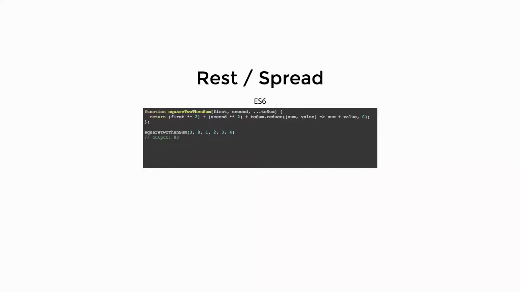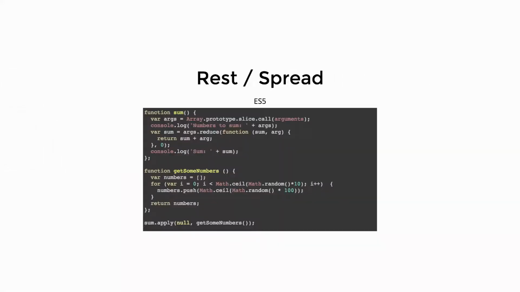So here we have it in ES6. You can see I took my first argument, my second argument, and then I said dot, dot, dot, give me the rest of them. So no matter how many arguments we pass in there, the rest of them are all going to get packed into that to sum. And that's really useful because now I can write my entire function in 3 lines of code. Here's another one.